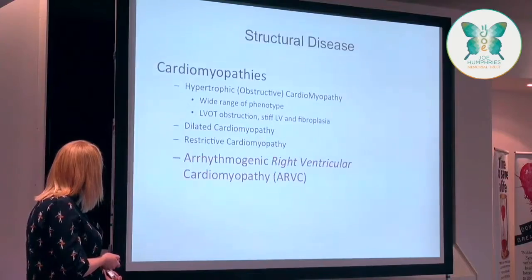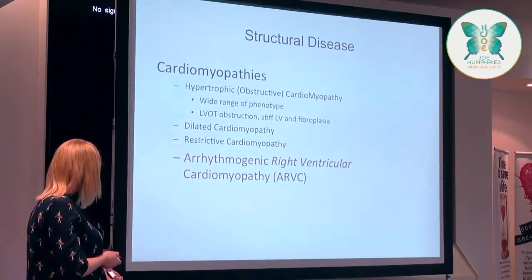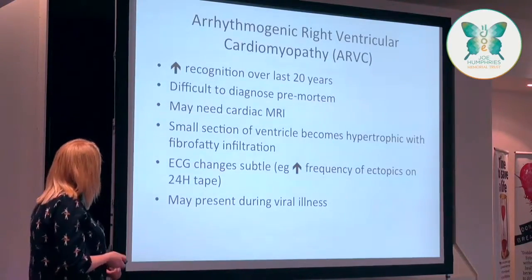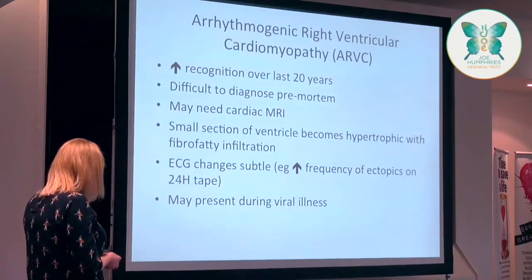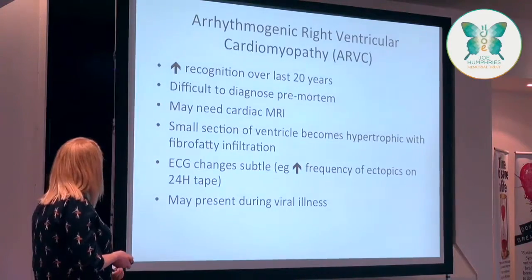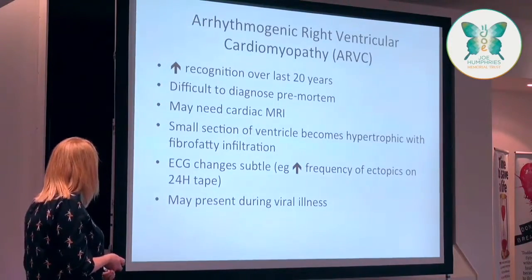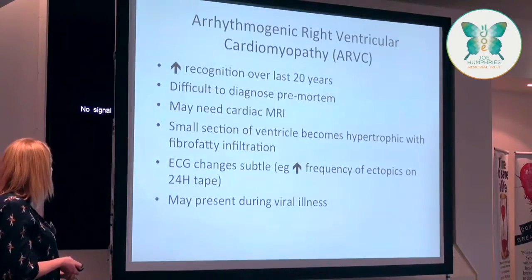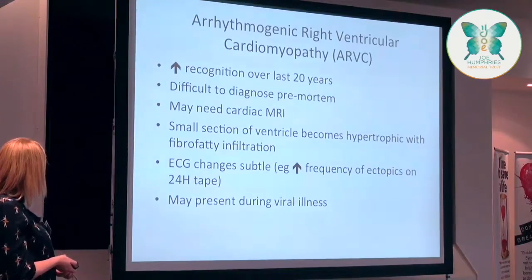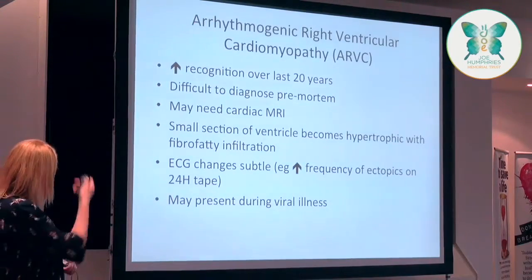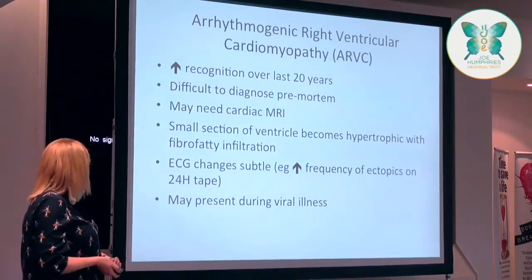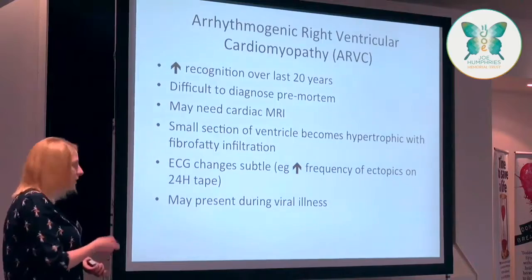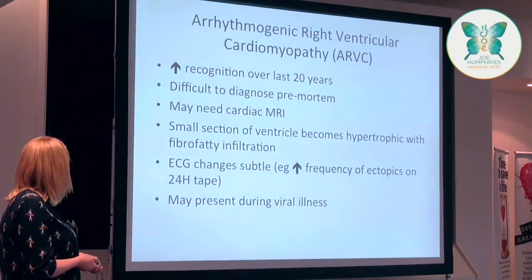Okay, so we'll just briefly talk about the arrhythmogenic right ventricular cardiomyopathy, which is a relatively new one that's been recognised, and it's not always recognised. It tends to be diagnosed post-mortem, or found after doing a cardiac MRI. This is when a small section of the ventricle becomes hypertrophic with a fibrofatty infiltration. And often with this cardiomyopathy, the ECGs are quite subtle, although often they do quite a lot of ectopics, and often people present with this when they've got a viral illness.